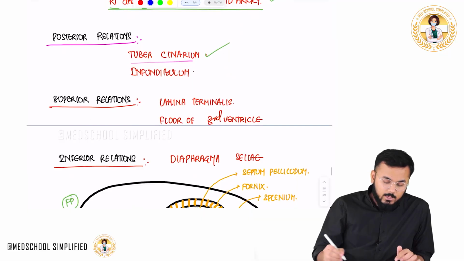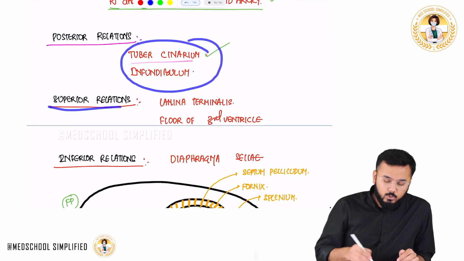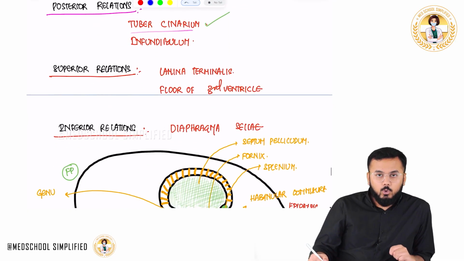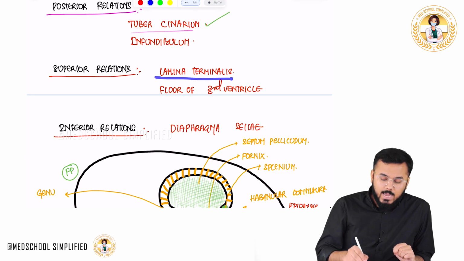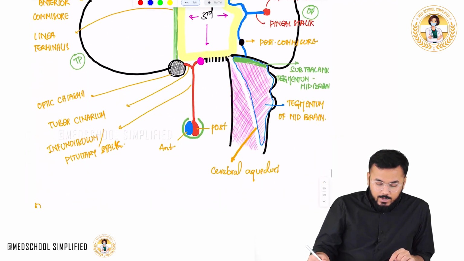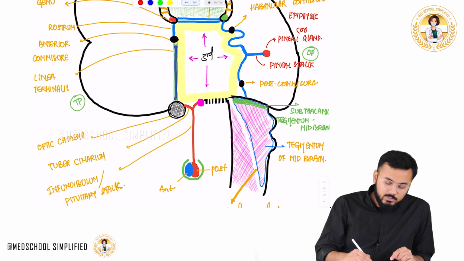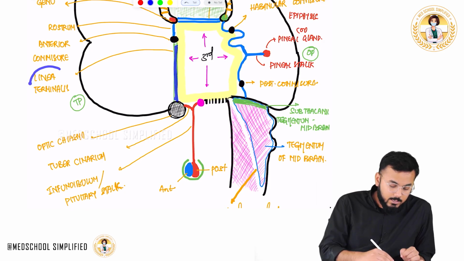Third important thing. We are done with the posterior relations. Coming to the superior relations, superiorly we have two important things. The first important thing is the lamina terminalis. Where is the lamina terminalis? See, this one which is located on the top, this is the lamina terminalis.